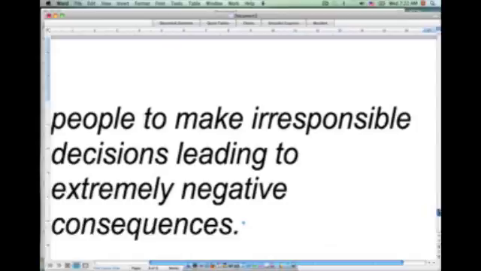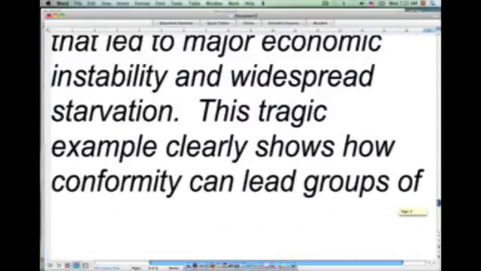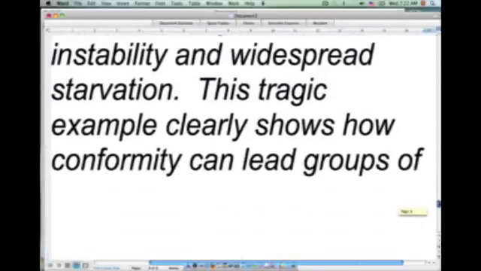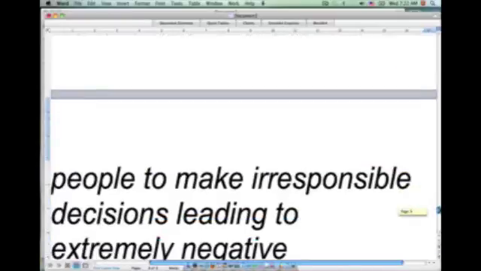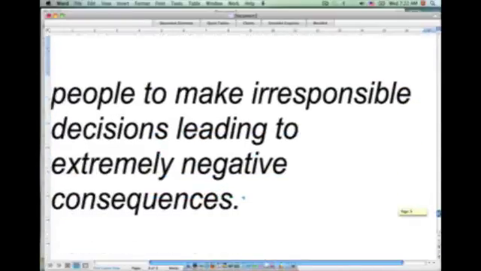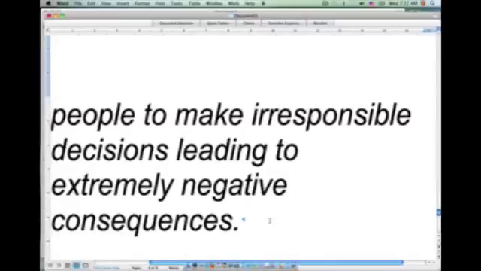Okay, just review that, make sure it links this together. This tragic example clearly shows how conformity can lead groups of people to make irresponsible decisions, leading to extremely negative consequences. So we've shown how our example proves the idea that the conforming of ideas, or the conformed frame of mind, can be a negative thing and lead to things that are not beneficial.